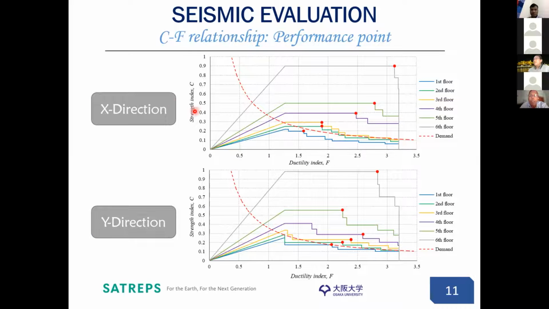Applying this to all the stories in all the directions, we can determine the performance point of the building in each floor in each direction. And we determine which cases are over the demand curve and which cases are below the demand curve. So if something is below the demand curve, we need retrofitting. But before moving onwards, let's go to the next step.